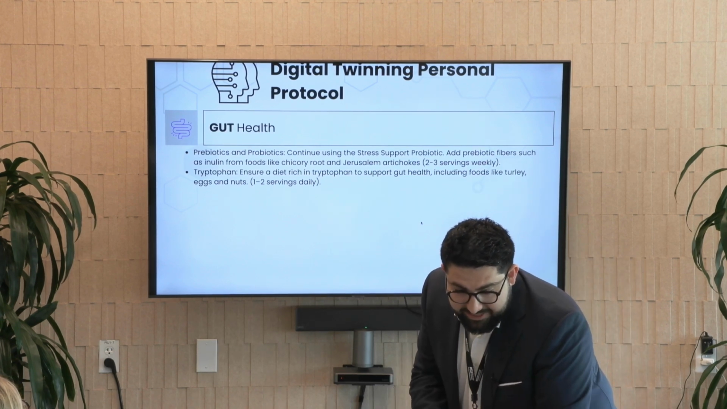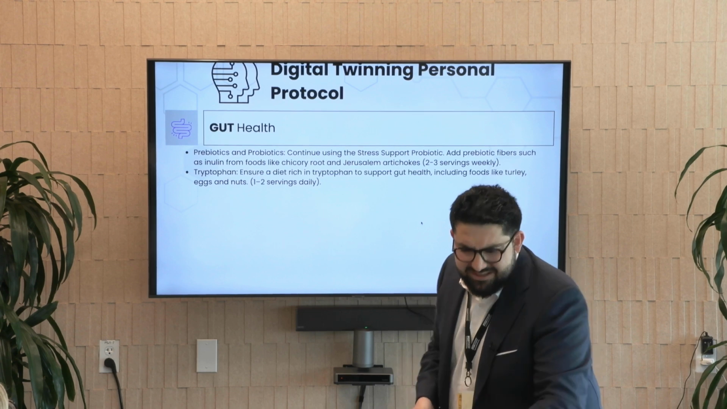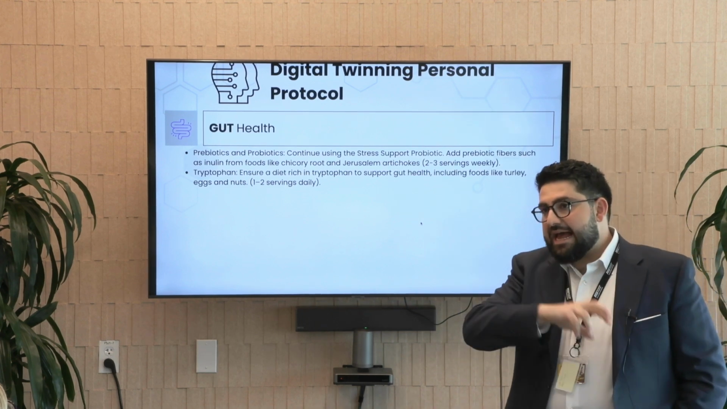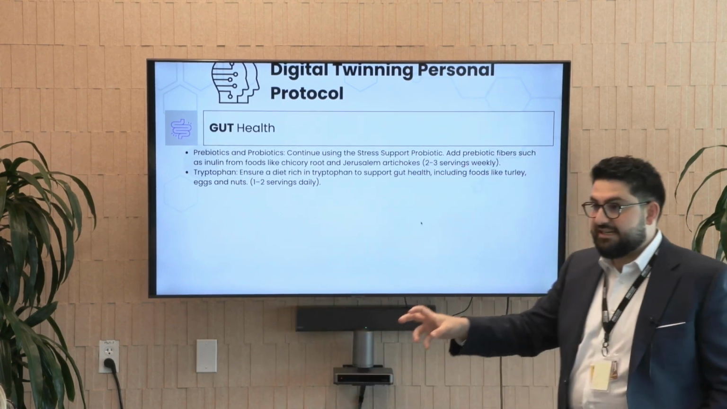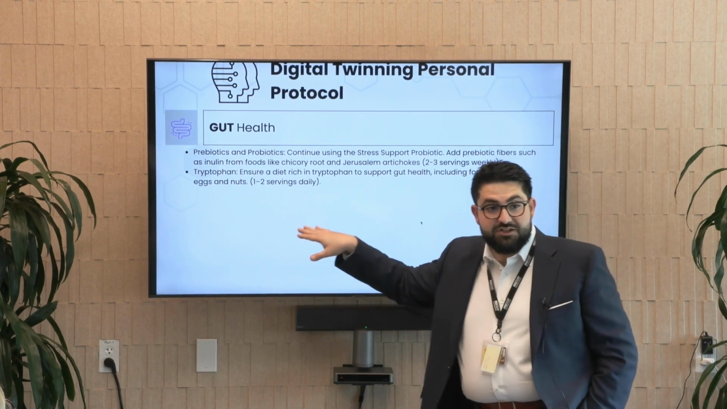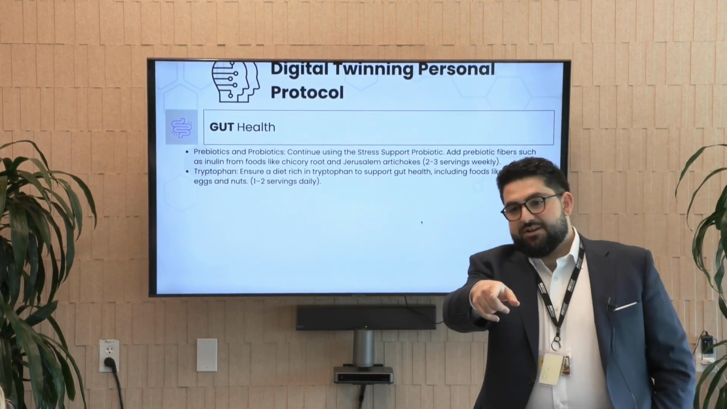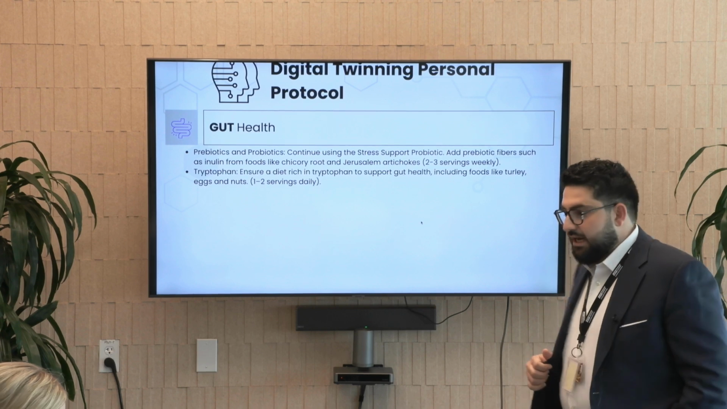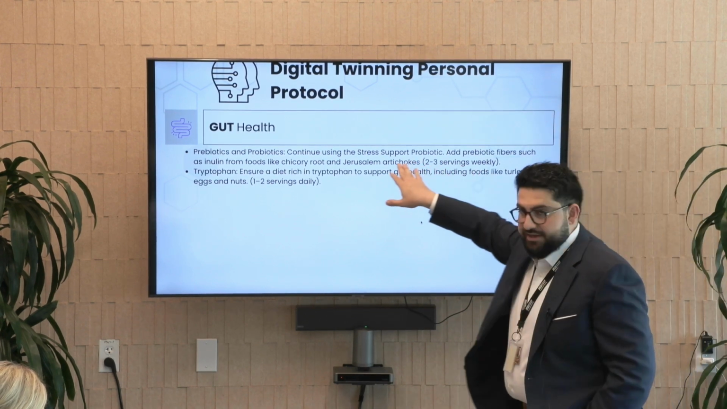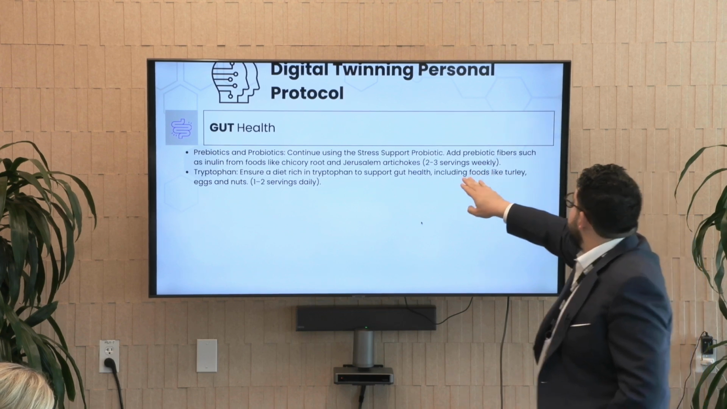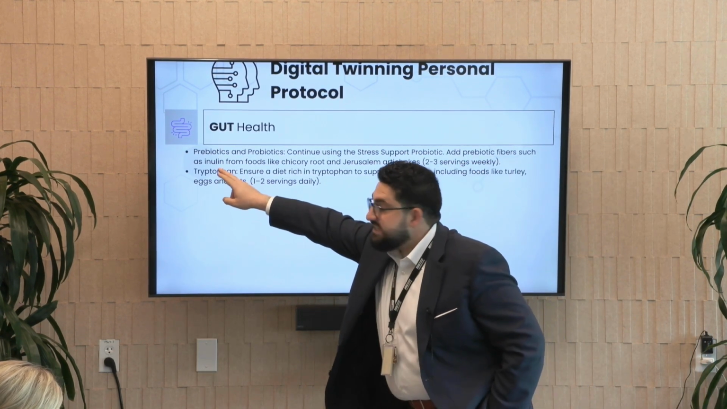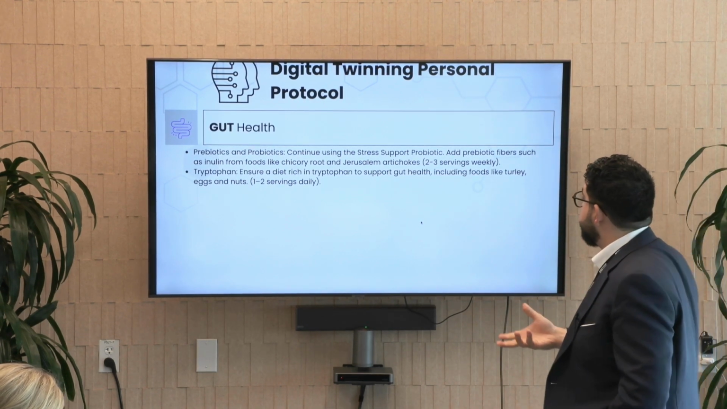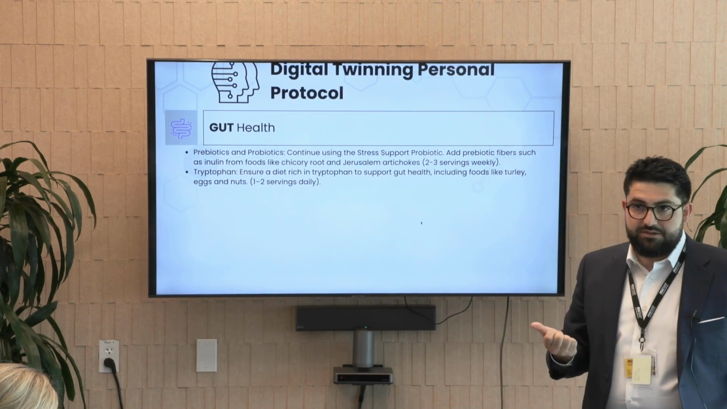So gut health, they were doing okay. They were actually optimized. They were doing something called a stress support probiotic. Don't know. But the AI can look this up online, see kind of what's in it, and postulate what effects it's having on this person's gut, right? So, Aristotle, there's the kit. And so, yeah, this is what's going out now. And so we want them to continue this. It's having some effect, but we're adding some prebiotic fibers that specifically contain inulin, right? We want them to have this protein. And this is going to come from foods like chicory root and Jerusalem artichokes, 2 or 3 servings a week.